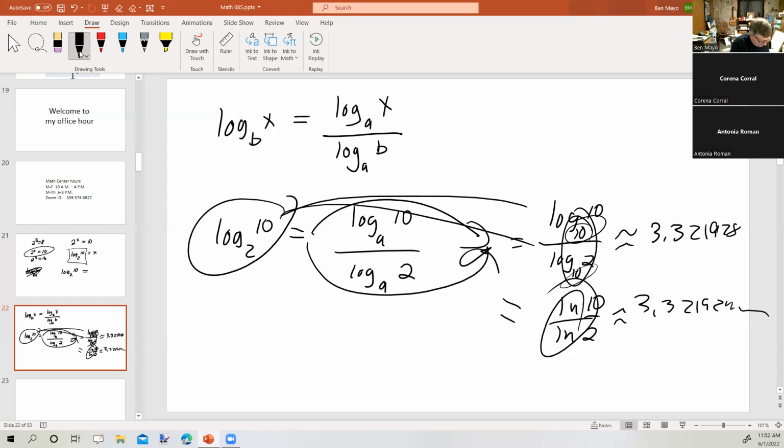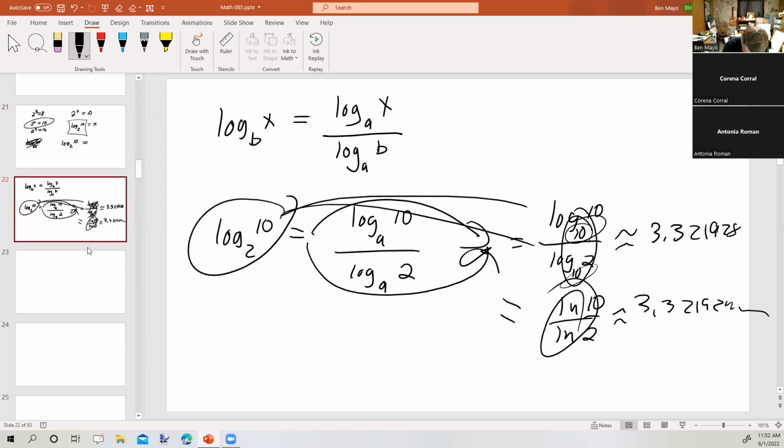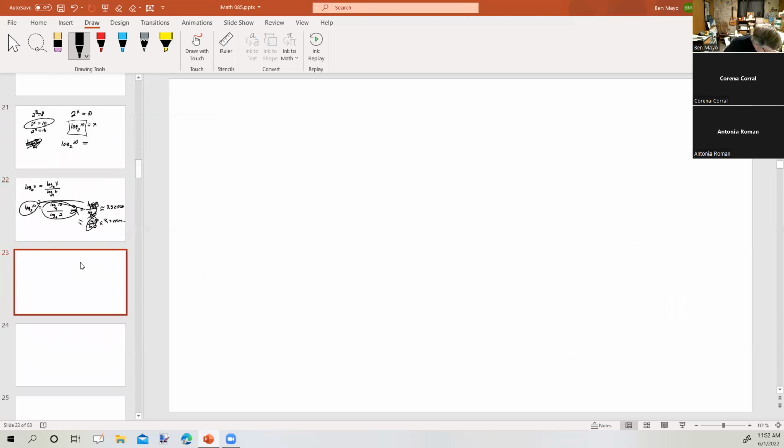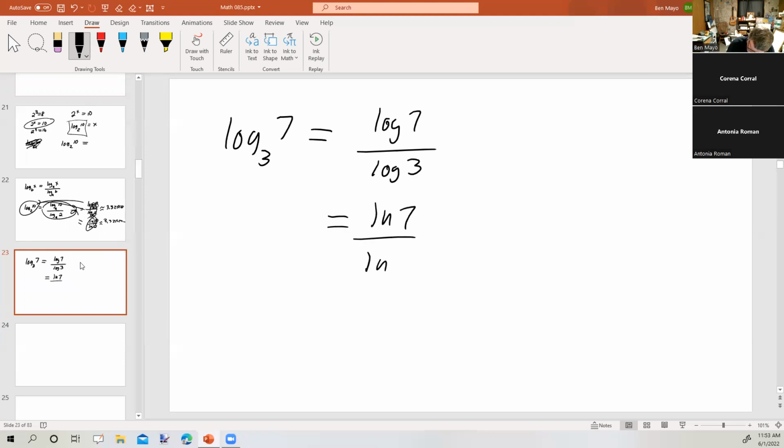All right, so let's take a look at some examples to apply this rule. It says, use the change of base formula to find each logarithm to 10 places. Log base 3 of 7. So if I'm going to use log base 10, I'd write it like that. If I'm going to use natural log, I'd write it like that. And I can do it either way, okay?